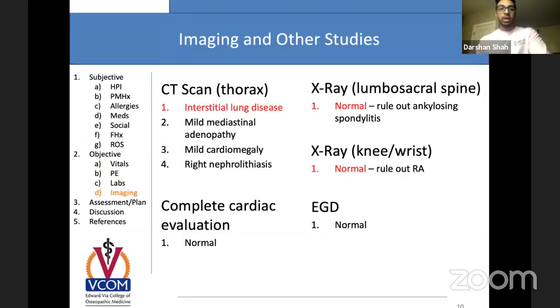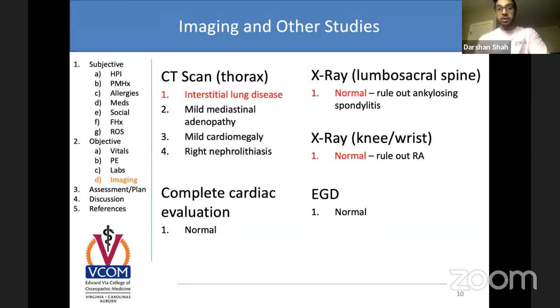So radiology-wise, this guy got a bunch of studies. We did a CT scan of his thorax, and what we found was interstitial lung disease, right? That definitely explains his cough and shortness of breath. Interstitial lung disease is where you get fibrosis in your lungs. Imagine a mesh wire getting really rusted and crusty. Imagine this guy's lung looking like that. So it's very hard for oxygen to get diffused across the lung into the blood.